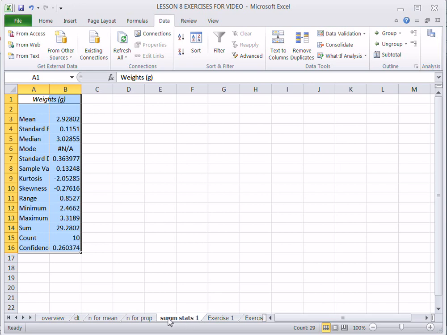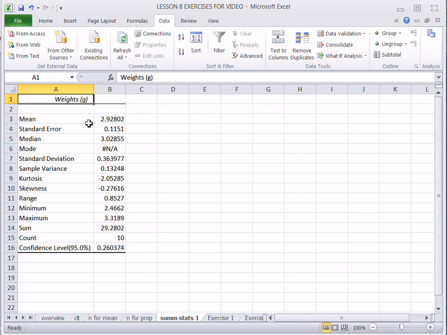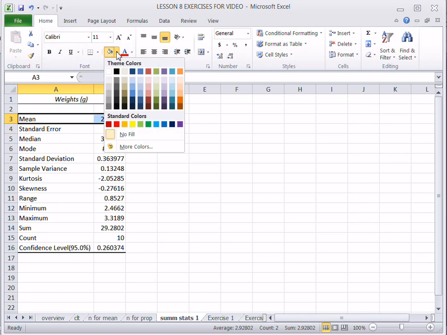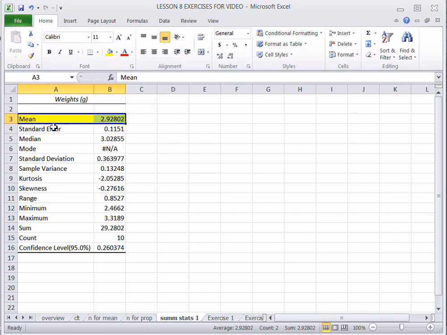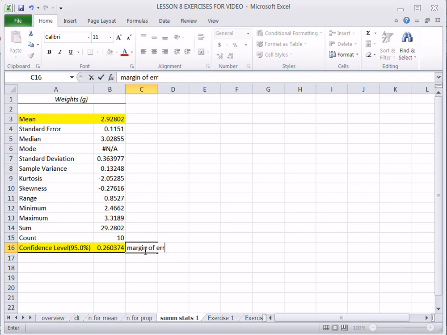And here now in our output on a new tab, Sum Stats 1, we have our weights. There's the title, Weights. And here in the first row, we are given the sample mean. Notice in the second row, we have the standard error. Here's the standard deviation. Here is the count. On down here, labeled as Confidence Level, this is actually the margin of error, E. And here is our sample mean, x bar.